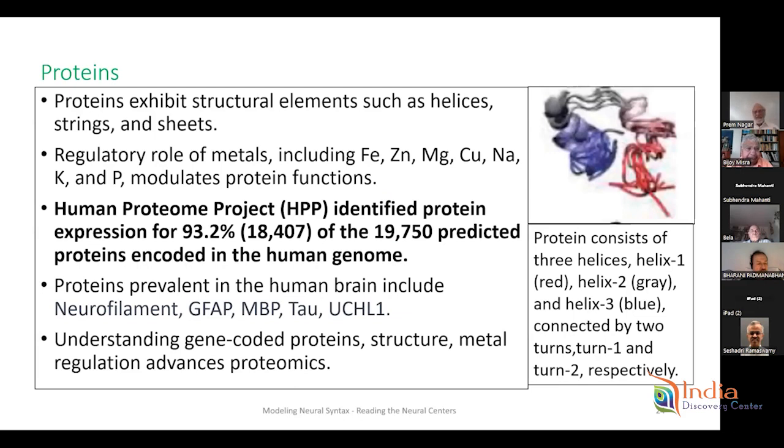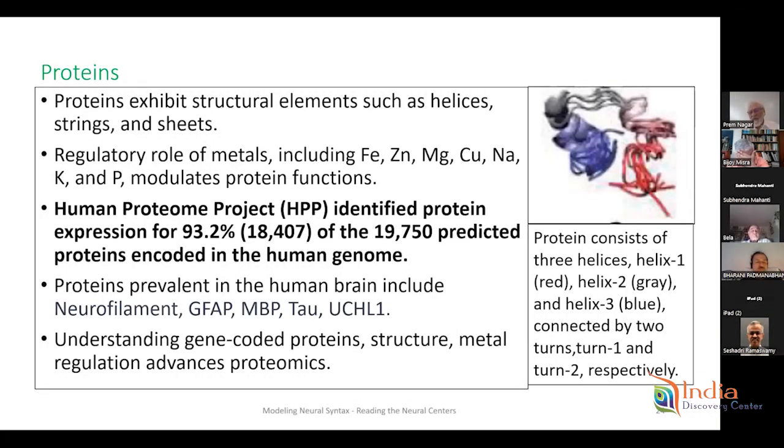Now, the proteins exhibit structural elements such as helices, strings, and sheets. The regulatory role of metals, including iron, zinc, and magnesium, modulates the protein function. The Human Protein Project, one of the United States projects, identified protein expressions for 93% of the 19,750 predicted proteins encoded in the human genome. Proteins prevalent in the human brain include neurofilament, GFAP, MBP, and others. Understanding gene-coded protein structure and metal regulation advances proteomics.